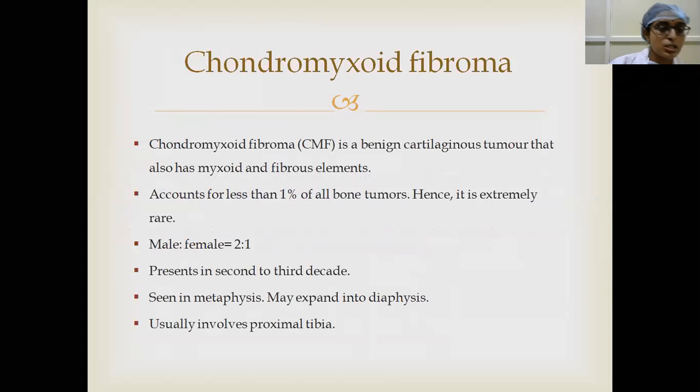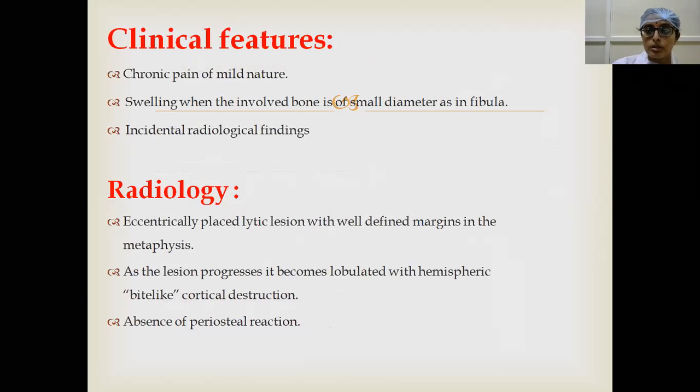And then coming to the next tumor, it is chondromyxoid fibroma. In chondromyxoid fibroma, there will be some myxoid and fibrous elements also in the tumor. It accounts for less than 1% of all bone tumors. Hence, it is extremely rare. And it is more common in males. Usually present in the second to third decade and commonly seen in the metaphysis. Sometimes it may expand into the diaphysis, and most commonly the proximal tibia is involved.